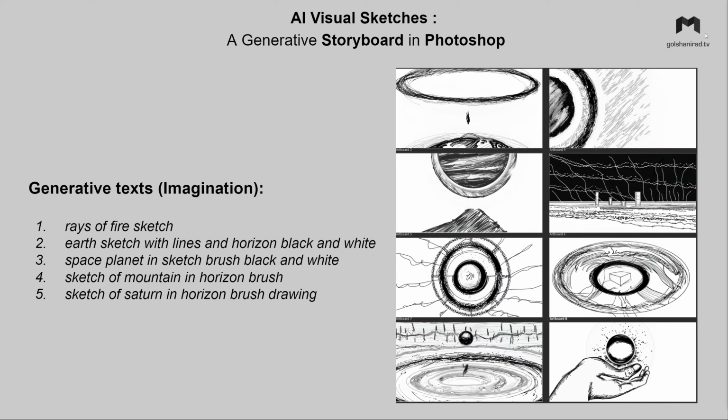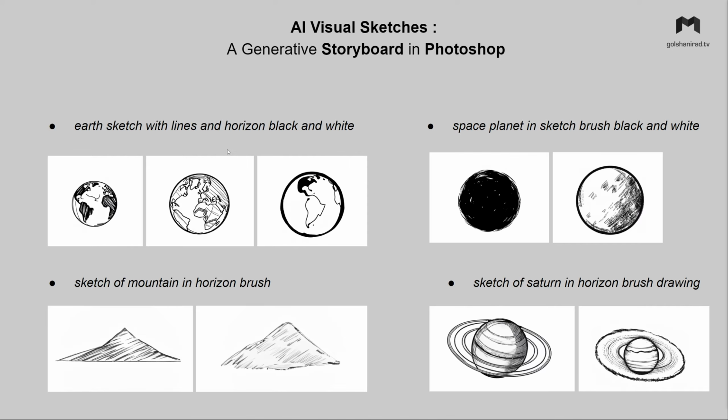In this tutorial also we'll talk about how to create a simple storyboard using generative text to sketch in Photoshop. If you don't have time or you're like me, not very good at sketching, you can simply use Photoshop and create text to images with just a few words. And here are examples of the text that I have written in Photoshop to create this simple storyboard for this project. Here are also other examples of text to sketches in Photoshop. For example, an Earth sketch or a space planet or a sketch of a mountain.